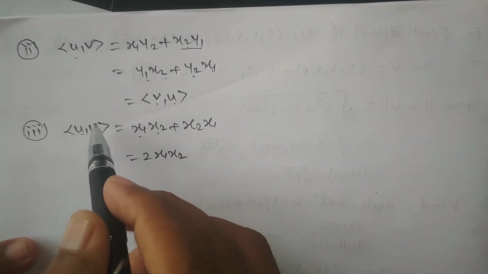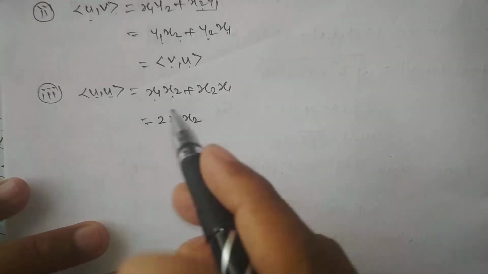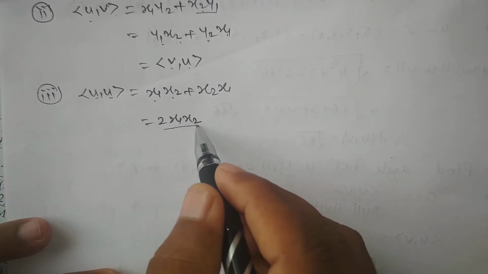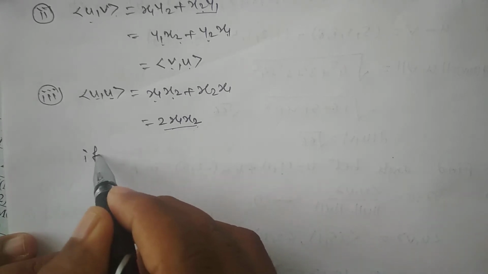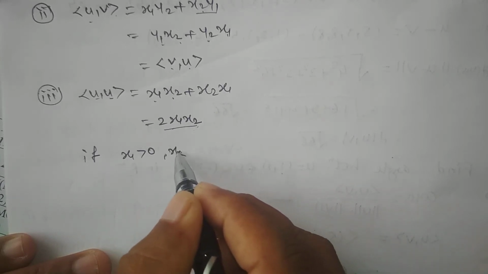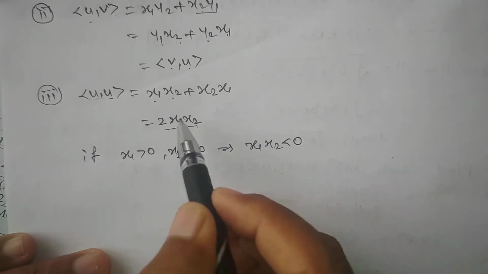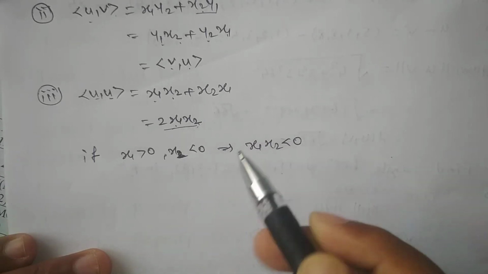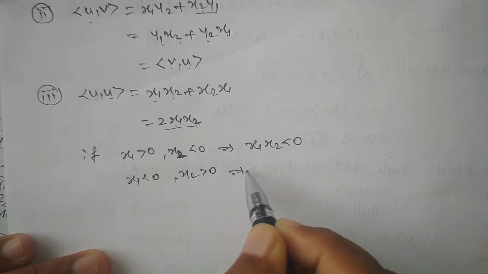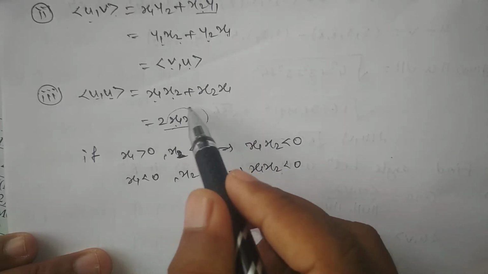Now we require this inner product of u comma u to be always greater than or equal to 0. So is this term always greater than or equal to 0, yes or no? Since x1 and x2 are any real numbers, if x1 is positive and x2 is negative, this implies x1 into x2 is negative. So the total number is negative. And if x1 is negative and x2 is positive, this also implies x1 x2 is negative.